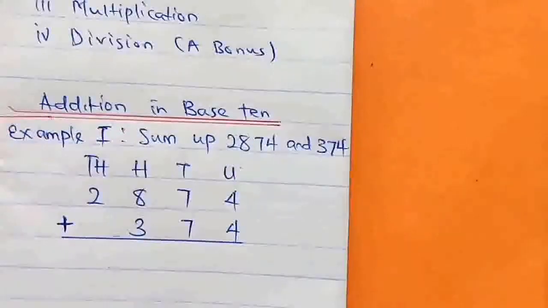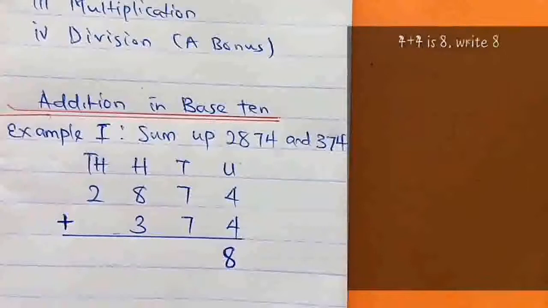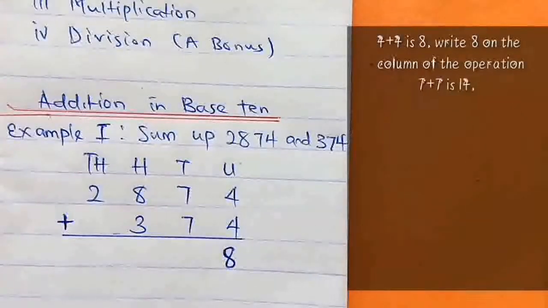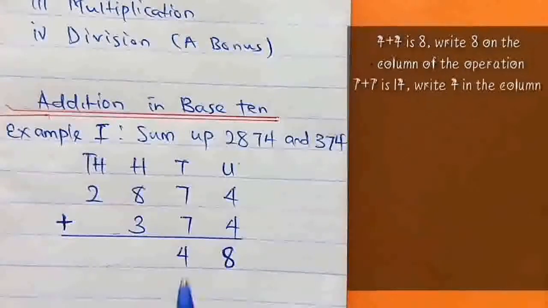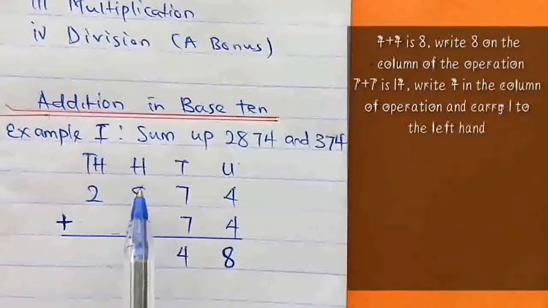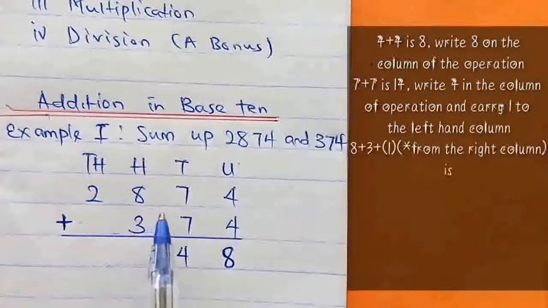4 plus 4 will give us 8. 7 plus 7 will give us 14. But we will write 4, carry 1 to another column. That is, the one is being carried from tens to another column to the left, which is the 100. That we're going to have 1 in 100 currently.